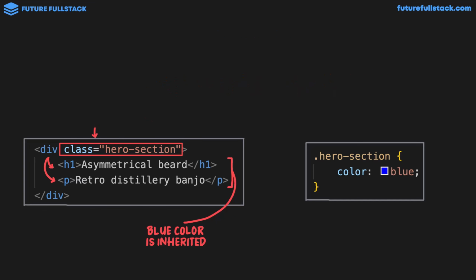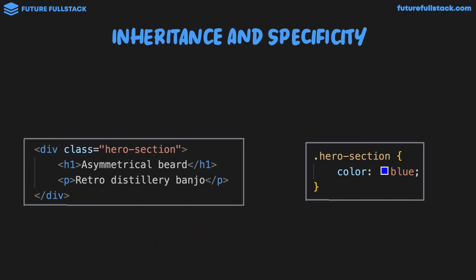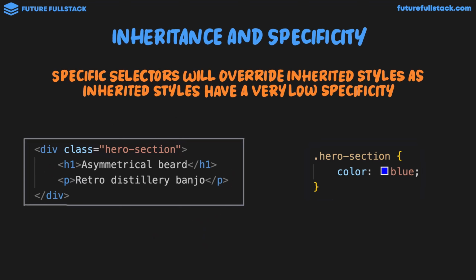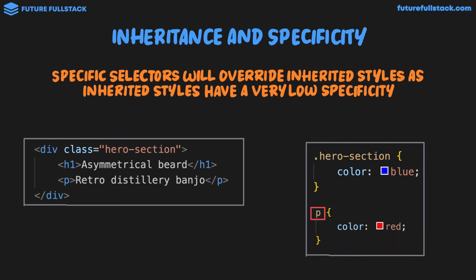And now quickly want to touch on inheritance and specificity. Specific selectors will override inherited styles, as inherited styles have a very low specificity. I'm going to update our CSS to now include this rule, where we're styling our paragraph red.